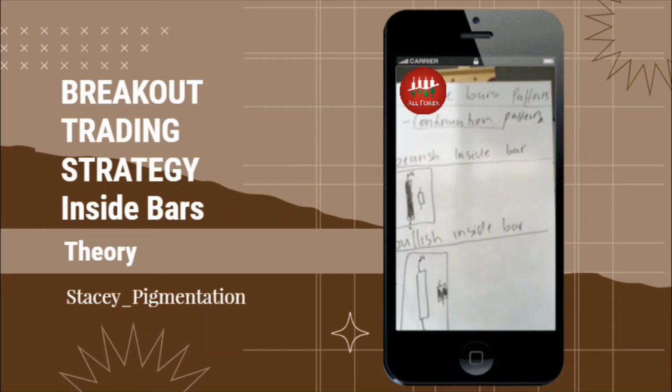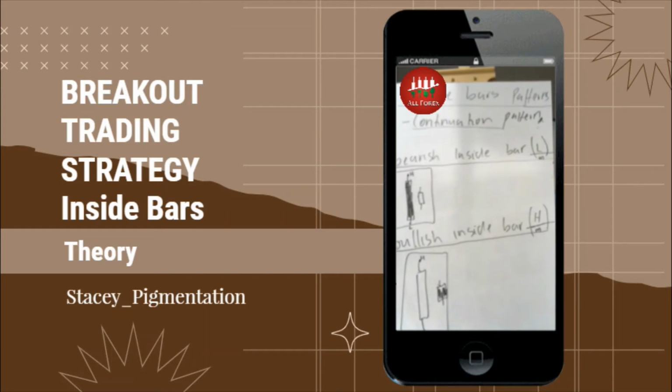So on a bearish inside bar, we focus on the low of the mother bar. This is the low of the mother bar. And on the bullish inside bar, we focus on the high of the mother bar. On the bearish inside bar, we focus on the low of the mother bar. This doesn't change at all.